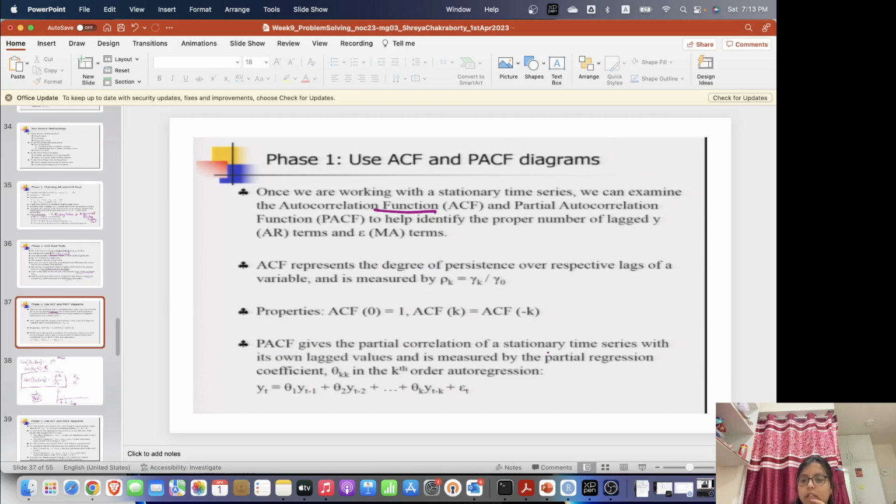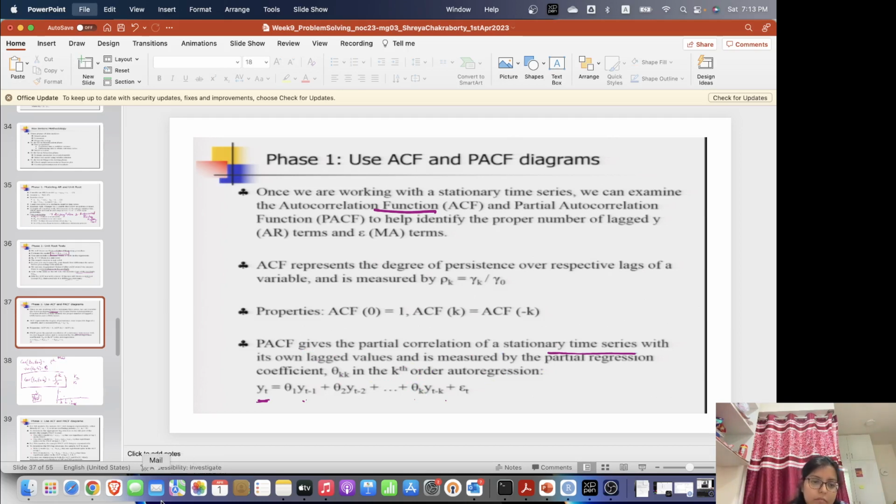a partial correlation of a stationary time series with its own lagged values, and is measured by the partial covariance. So if we regress the current series on its previous time points up to lag k, and if theta k is significant, then we say that the series will have a kth order of autocorrelation.